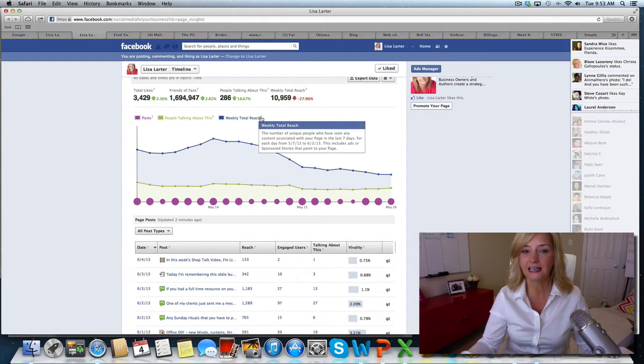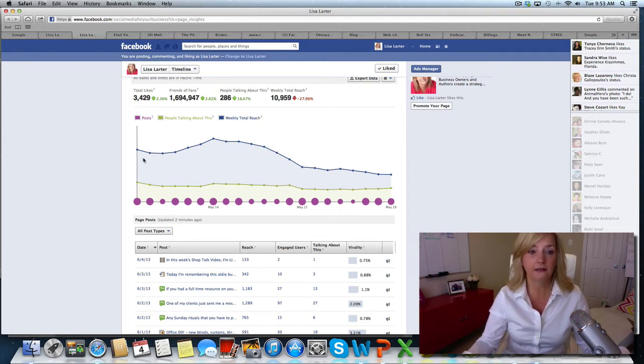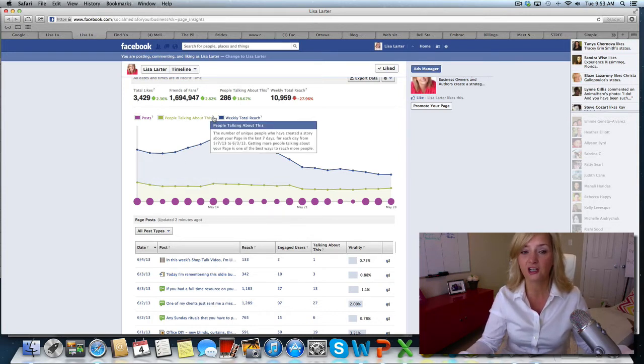Essentially it says the number of unique people who have seen any content associated with your page in the last 7 days for each day from May 7th to June 3rd. This includes ads, sponsored stories that point to your page. Excuse me. If you look at the second graph, the green graph, it's people talking about this. Again, if you hover over the question mark, the number of unique people who have created a story about your page in the last 7 days.